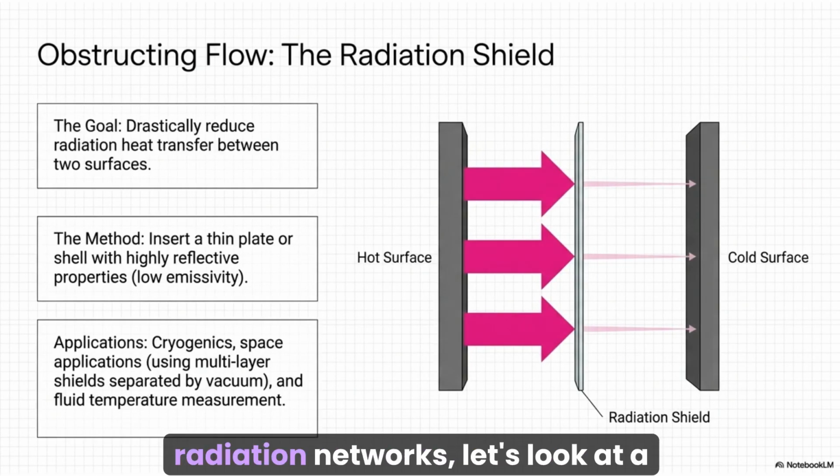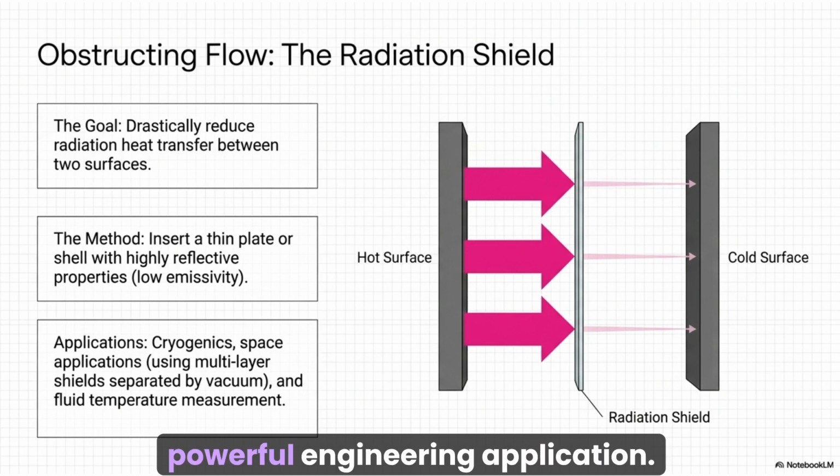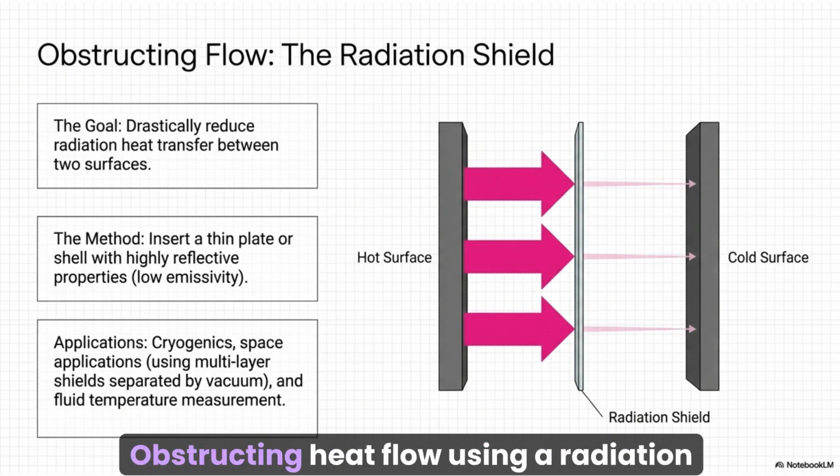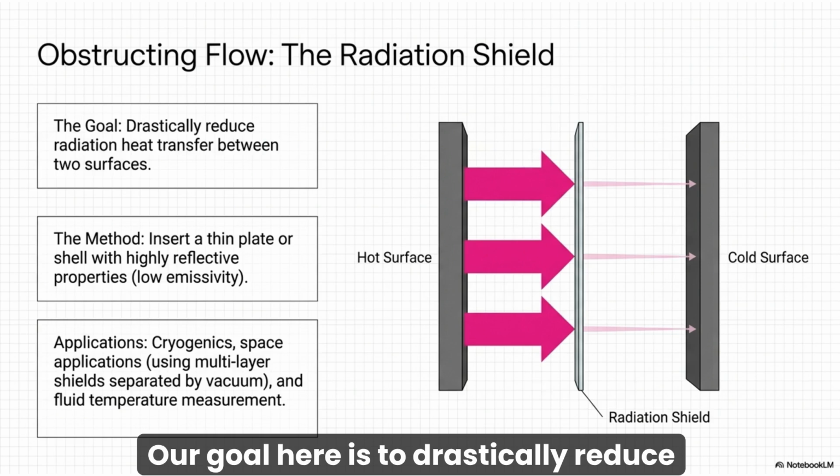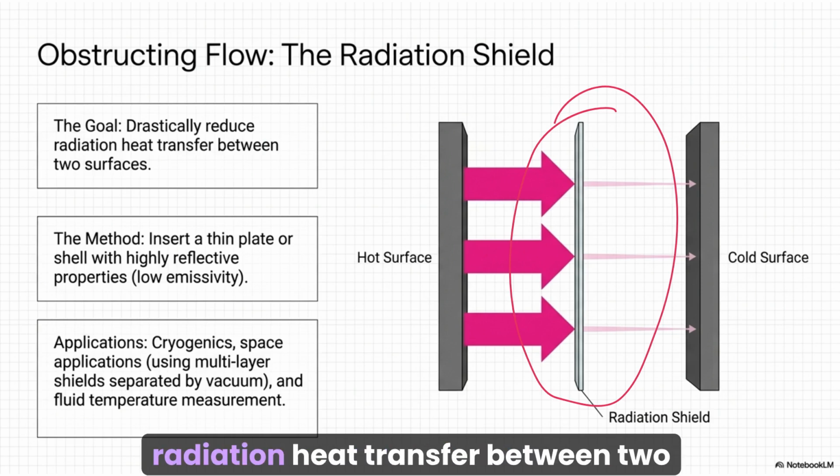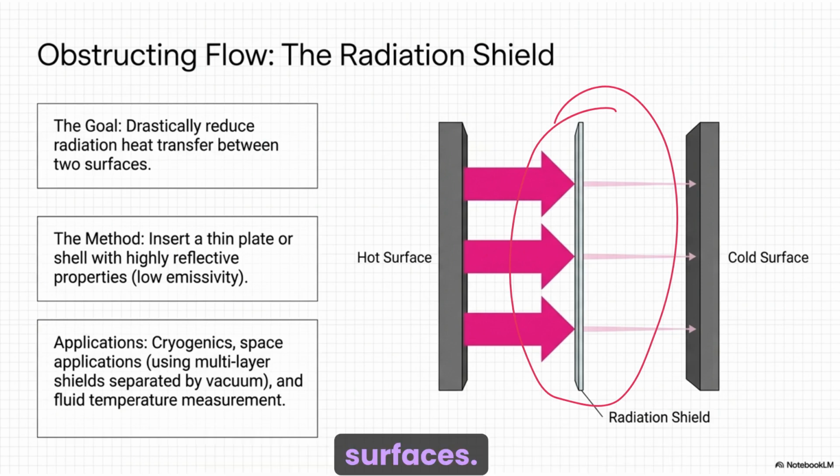Now that we know how to model radiation networks, let's look at a powerful engineering application: obstructing heat flow using a radiation shield. Our goal here is to drastically reduce radiation heat transfer between two surfaces. Following the notes on the left side, the method is simple.